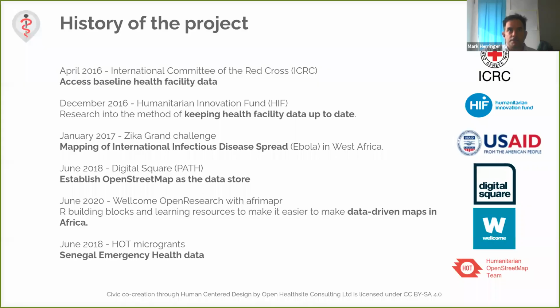So, taking a step back, the history of our project started during the Ebola outbreak in West Africa. The ICRC funded us after that because they were interested in understanding what the baseline of health facility data is when they go into a conflict zone. Then in 2018, Digital Square funded us to establish OpenStreetMap as the data store. And most recently, Lamine and the team in Senegal have been updating emergency health data with support from the HOT Micro-grant.